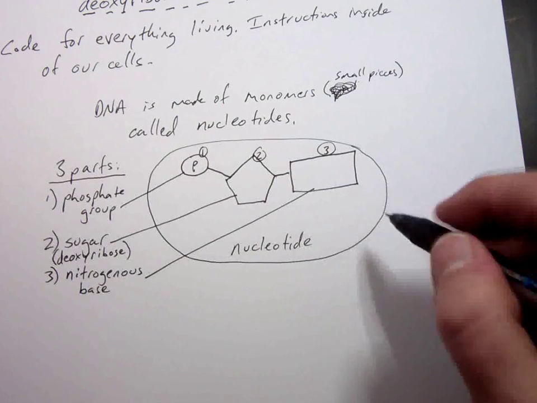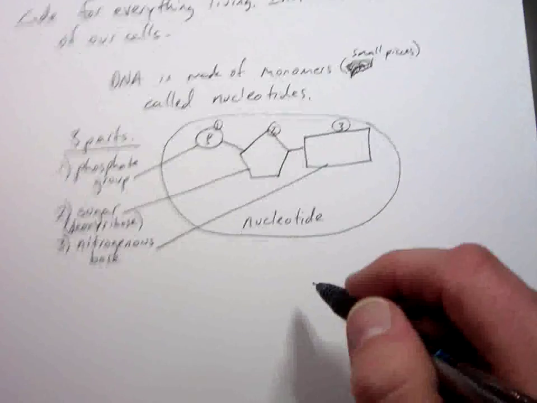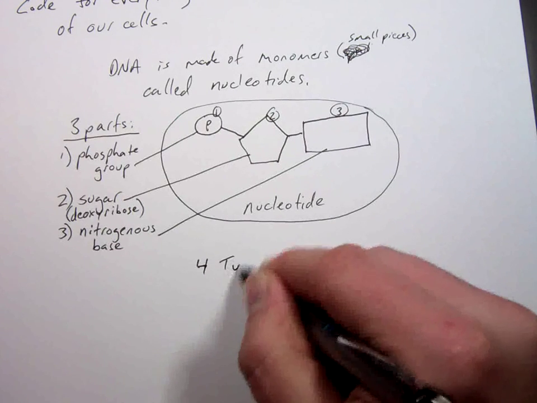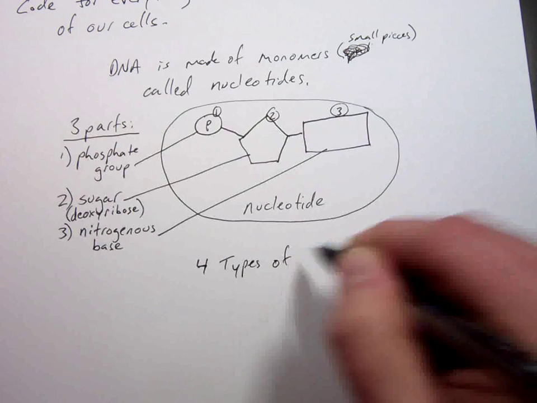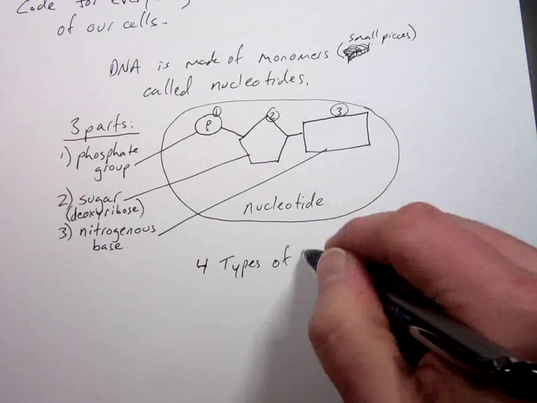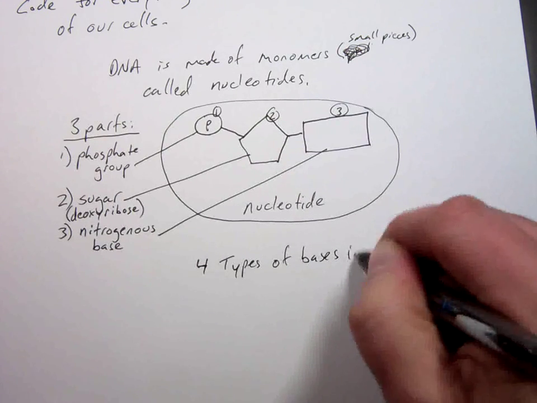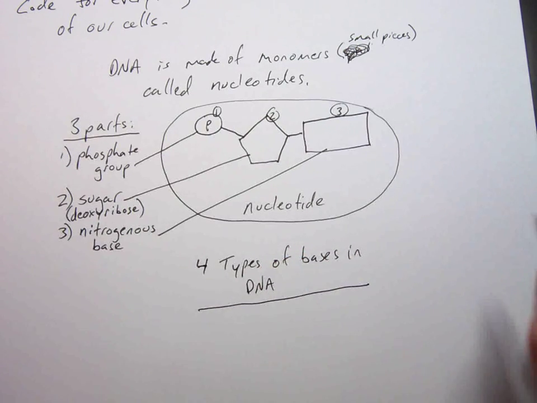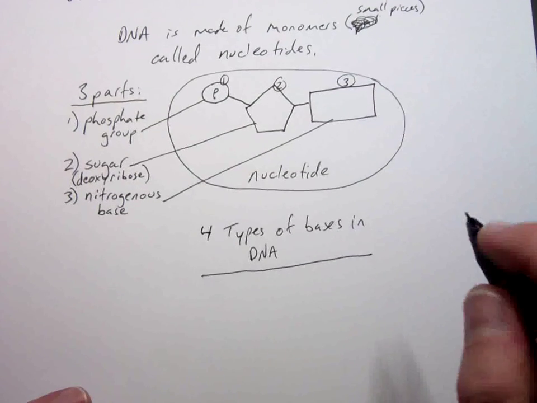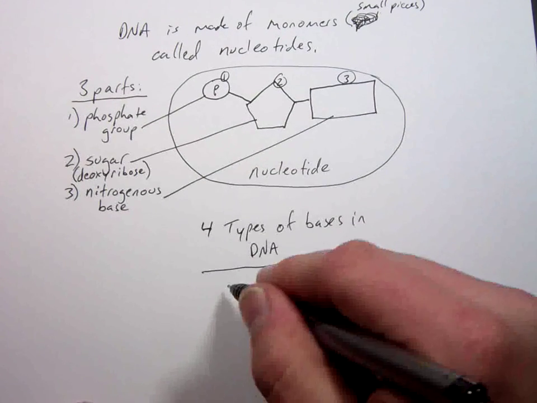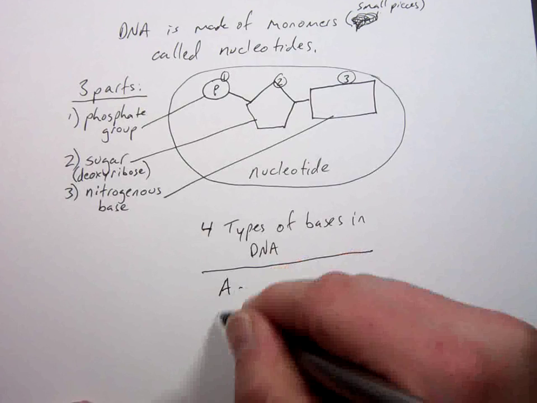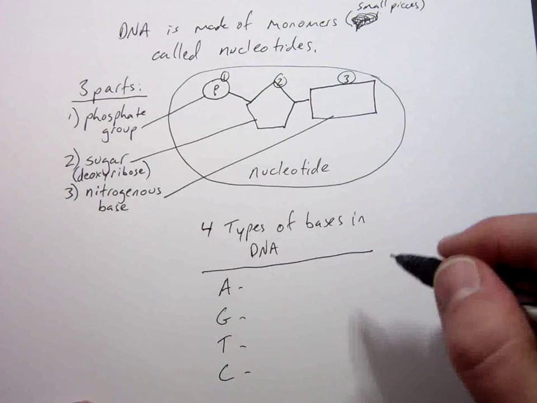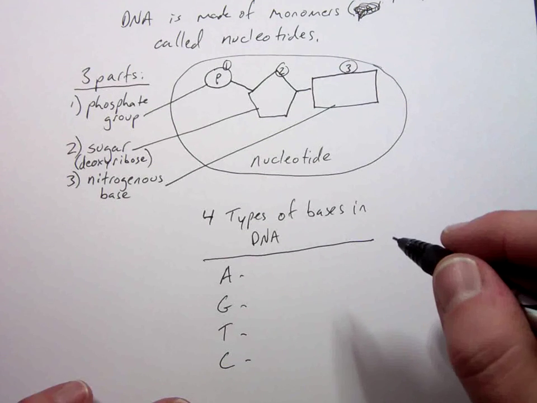I'm going to tell you about this guy for a second, all right? There are 4 types of bases in DNA. Okay? Their names, you'll recognize the first letters in them. They are A, G, T, and C. Those are the letters.